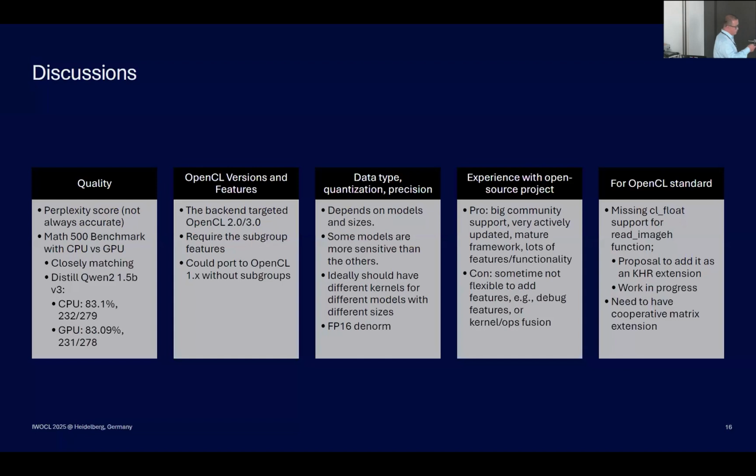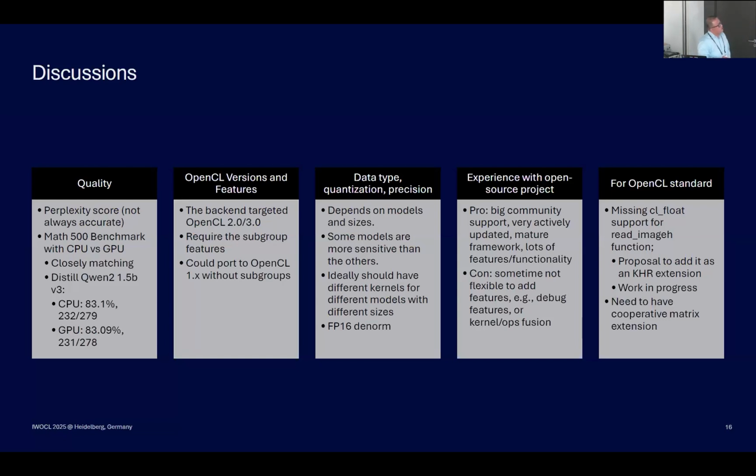So, some discussions. Quality is also a very important topic. There's this perplexity score people usually use to measure how good your output is. The smaller the number, the better the quality. There are a lot of tests over there, and there are also different benchmarks that people can use, for example, this Math 500 benchmark. One thing we did is check the quality between CPU and GPU, which turns out to be closely matching. For example, you get 83%, really closely matching the CPU reference.